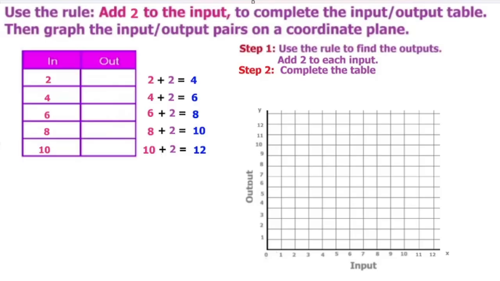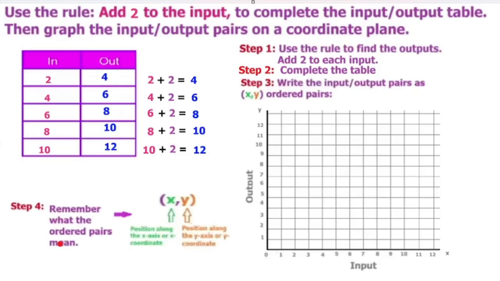Okay? So now write the input-output pairs as XY ordered pairs. So what does that mean? Remember what the ordered pairs mean. When you see something like this, X comma Y, this is the position along the X-axis, or the X coordinate. This is the position along the Y-axis, or the Y coordinate.